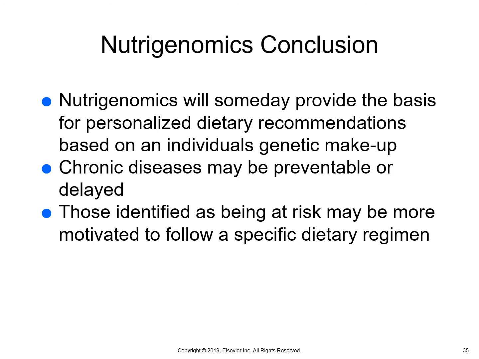So in this nutrigenomic that we were talking about, where nutrition can affect how our genes react to these chronic diseases, we hope that someday it will provide the basis for being able to personalize dietary recommendations for individuals and their genetic makeup. And maybe we could even get to the point where chronic diseases could be preventable or delayed. And those that are identified as being at risk for some of these diseases might be more motivated to follow that specific dietary regimen if they know for sure that it can reverse, stop, delay the onset of some of these diseases.